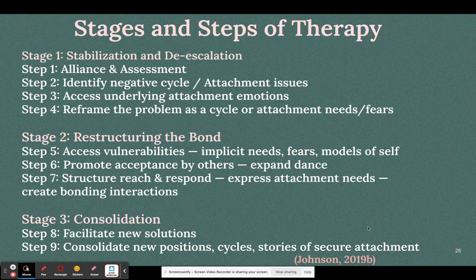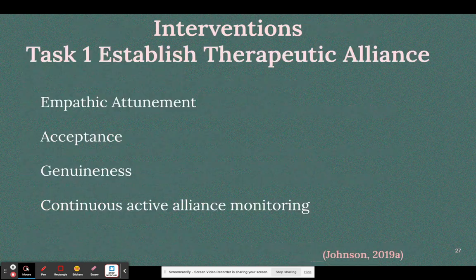Then you move on to stage two, where they restructure the bond. They access vulnerabilities, implicit needs, fears. In step six, they promote acceptance by other, expanding the dance. There's the dance again. Number seven, structure, reach and respond, express attachment needs. And stage three is consolidation. Step eight and nine, which is facilitate new solutions and consolidate new positions, cycles, stories of secure attachment. In other words, changing the dance to a different way of reacting to the needs and the fears.